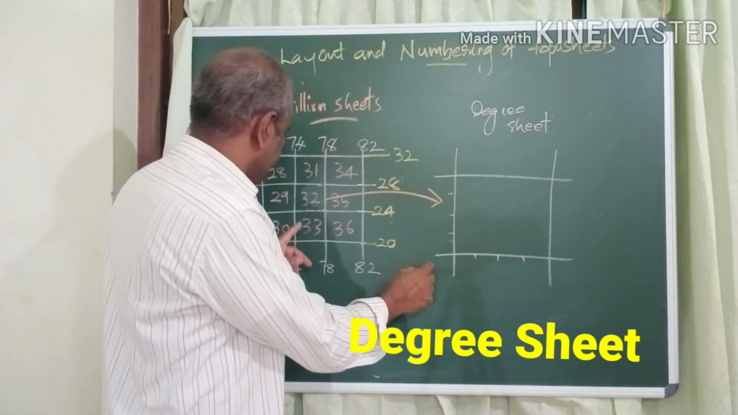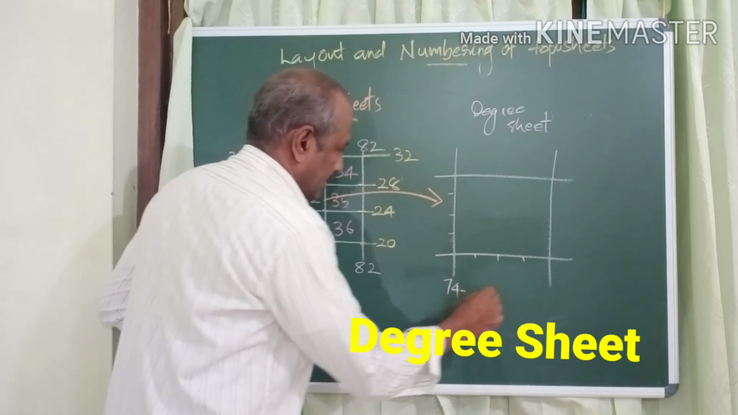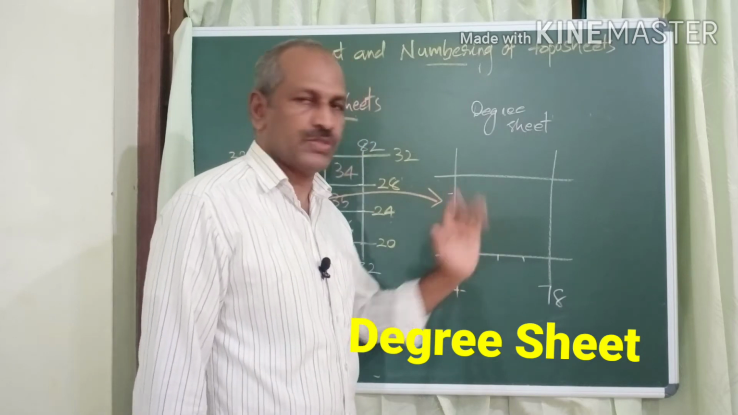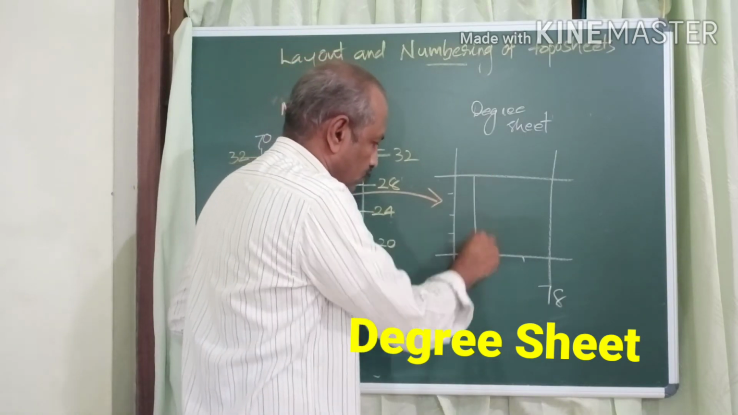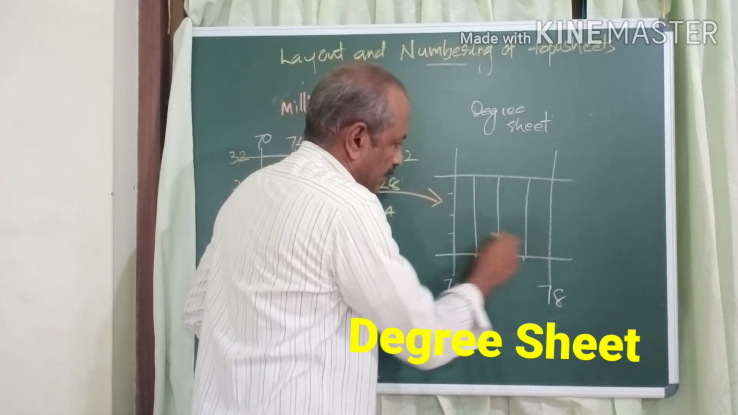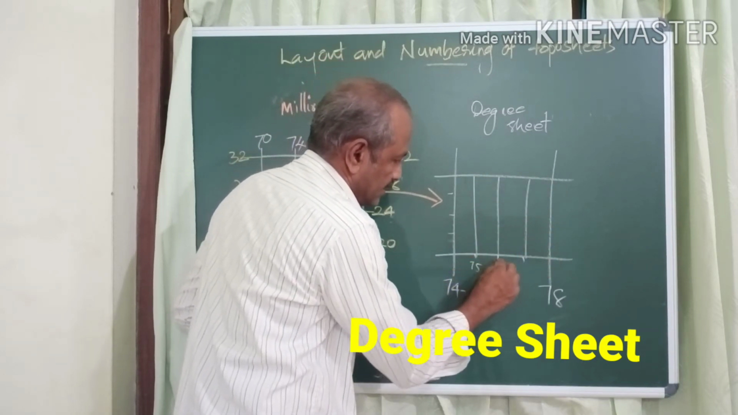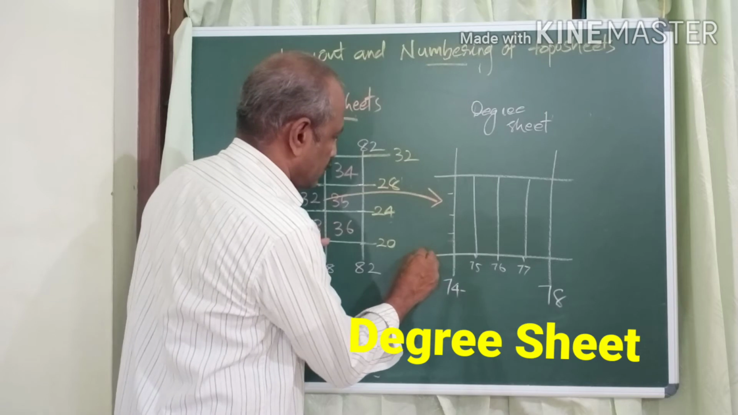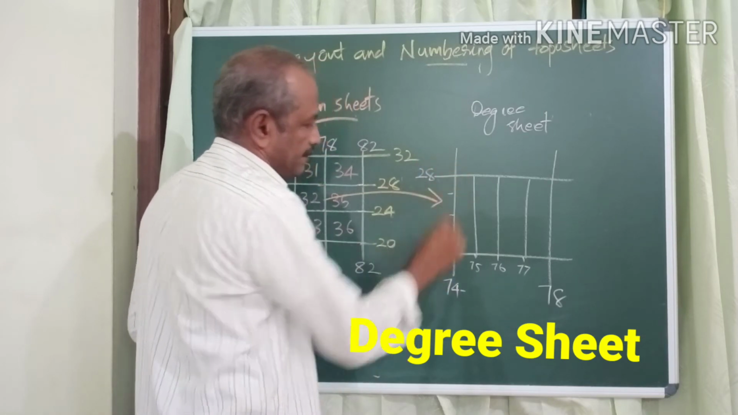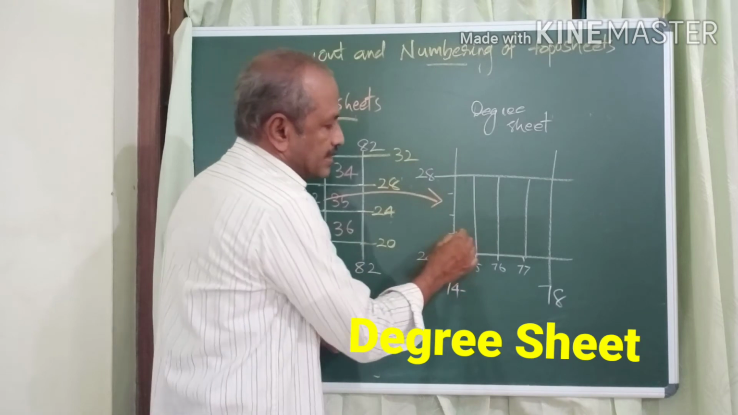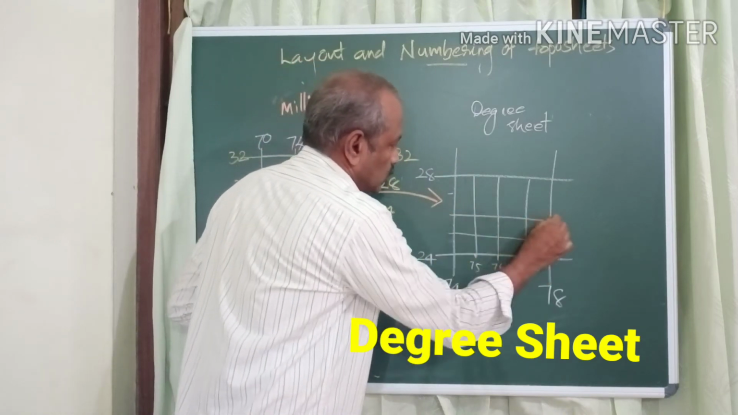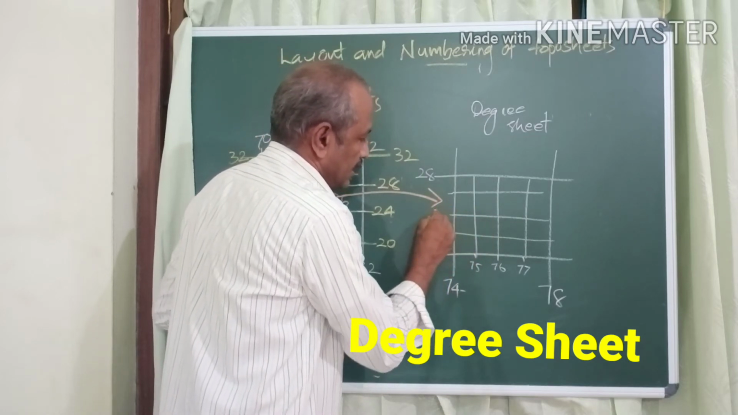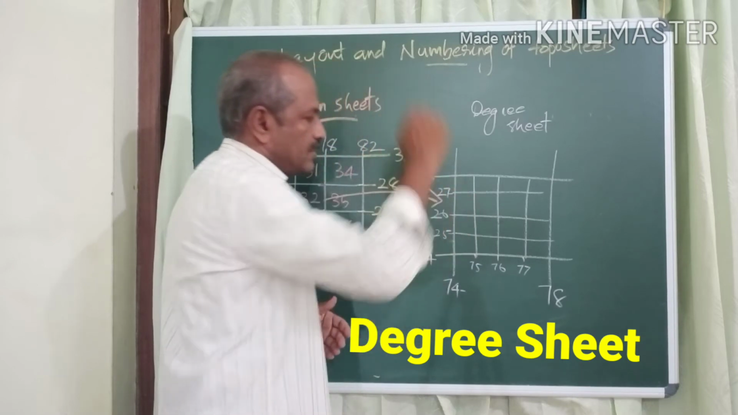Here we know the longitudinal extension is 74 to 78, that is 4 degrees, and it is divided into 4: 1, 2, 3, we get 4. So here we have 75, 76, 77. Then the latitude is 24 to 28, and that latitudinal area is also divided into 4: 1, 2, 3, then we get 4 pieces. So here 24, then 25, 26, 27, and 28.